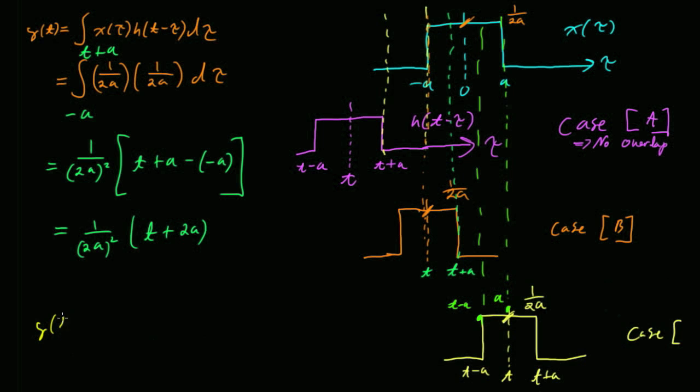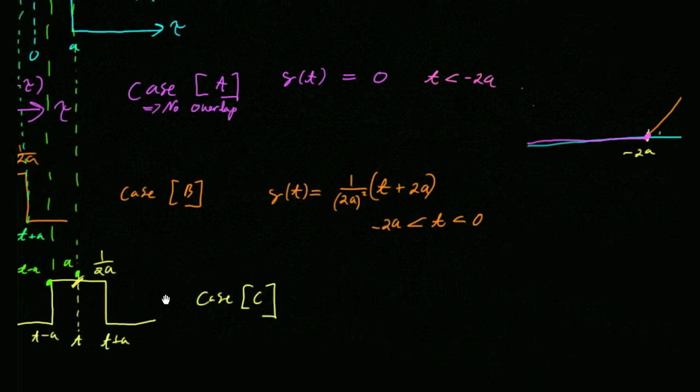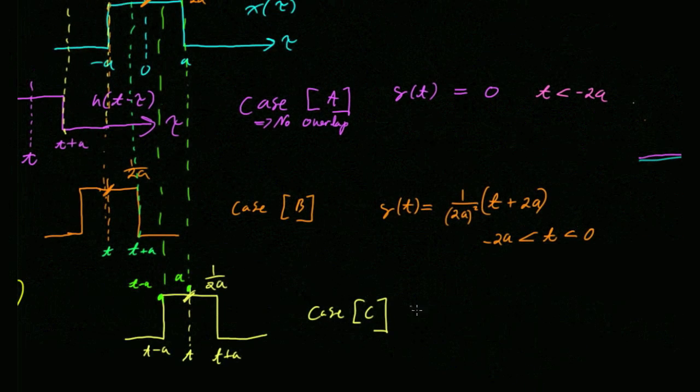So the 1 over 2a squared comes out again. And let's see, what are we left with in the integral? It looks like it's going to be a minus t plus a. So that's going to be 2a minus t. Okay, so there's my third case. So y of t equals 1 over 2a squared, 2a minus t.